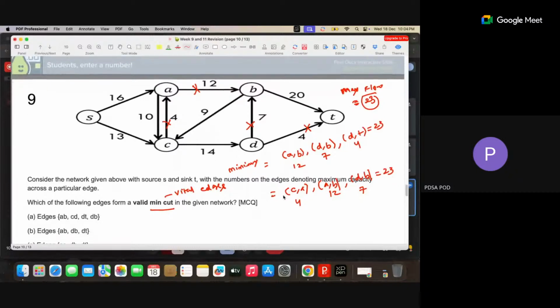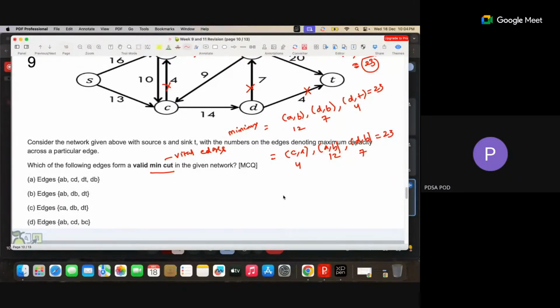So please look here, valid minimum cut. Mostly what we check is, okay, 23 it is matching, 23 it is matching. So it is also a minimum cut, it is also a minimum cut. No. Please do that cut and verify whether the flow is stopped or not. So in this case, if you could see, A to B, D to B, D to T, this is the right option.